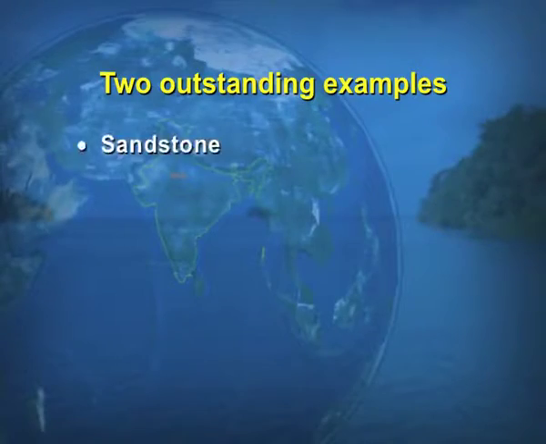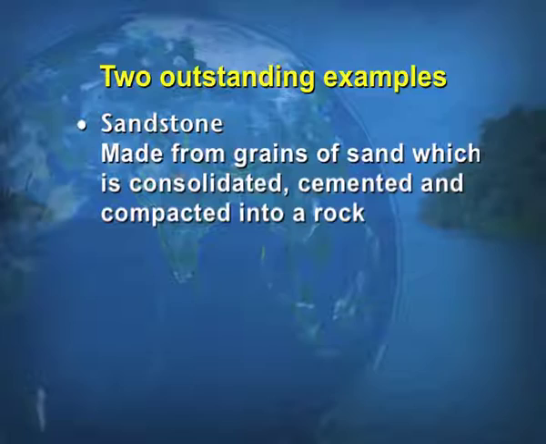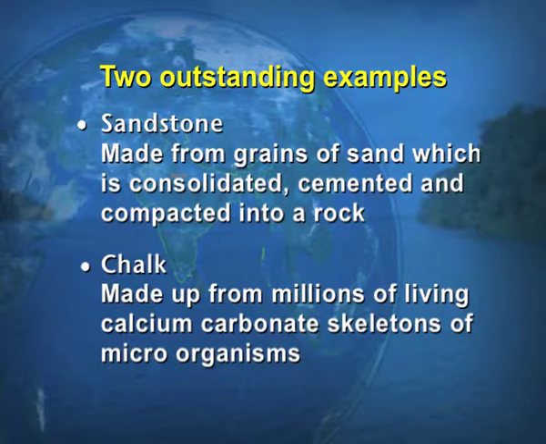Now, there are two outstanding examples of these rocks. One is sandstone, another is chalk. What is sandstone? It is made from grains of sand which are consolidated, cemented and compacted into a rock. Now, what is cementation and compaction? Cementation means when it becomes hard because of the pressure of the upper layer. Now, chalk is made up of millions of living calcium carbonate skeletons of microorganisms.